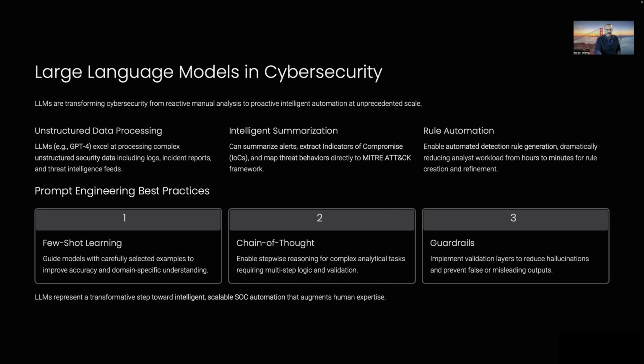How do we ensure that the LLMs are doing the job effectively? Because as you all know, they can tend to hallucinate. So what we do is use prompt engineering best practices. We use techniques like few-shot learning, chain of thought, and guardrails, especially guardrails, because they help implement validation layers to reduce hallucinations and prevent false or misleading outputs. Obviously, LLMs represent a transformative step towards intelligent, scalable SOC automation that augments human expertise.